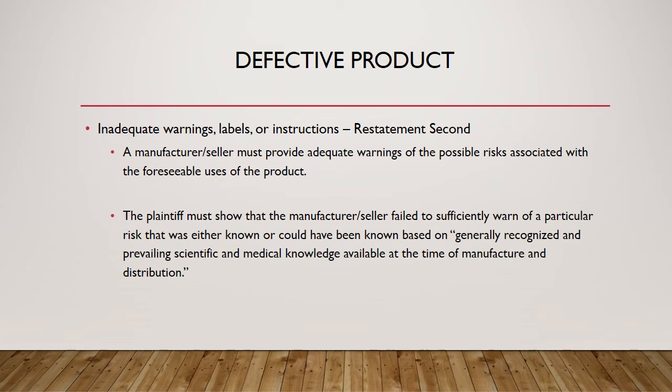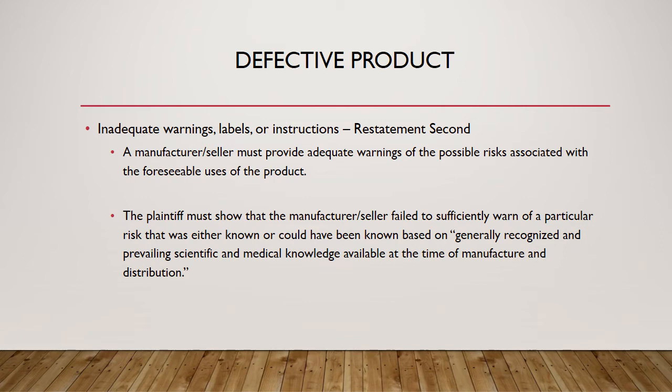So we talked about manufacturing defects. You've got defects in the design. You can also have liability because you have inadequate warnings, labels, or instructions. As you would probably expect, manufacturers and sellers have an obligation to provide warnings of the possible risks that could happen or that are foreseeable from the use of the product. So if you have a product that you buy, you open it up. A lot of times there's a sticker on the product, or you may have some papers at the very beginning, the first thing you see when you open it.